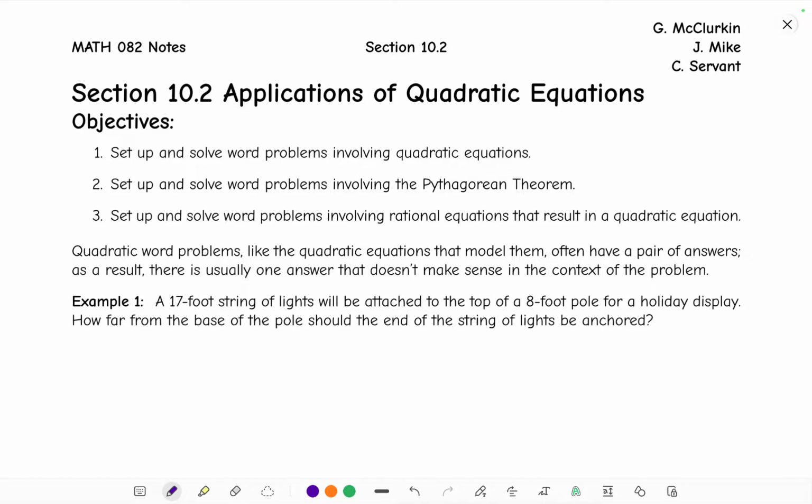Quadratic word problems, like the quadratic equations that model them, often have a pair of answers. As a result, there's usually one answer that doesn't make sense in the context of the problem.